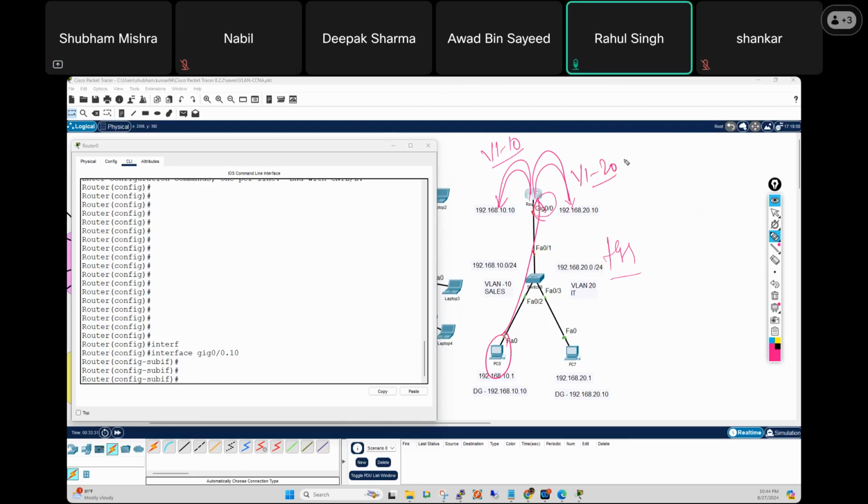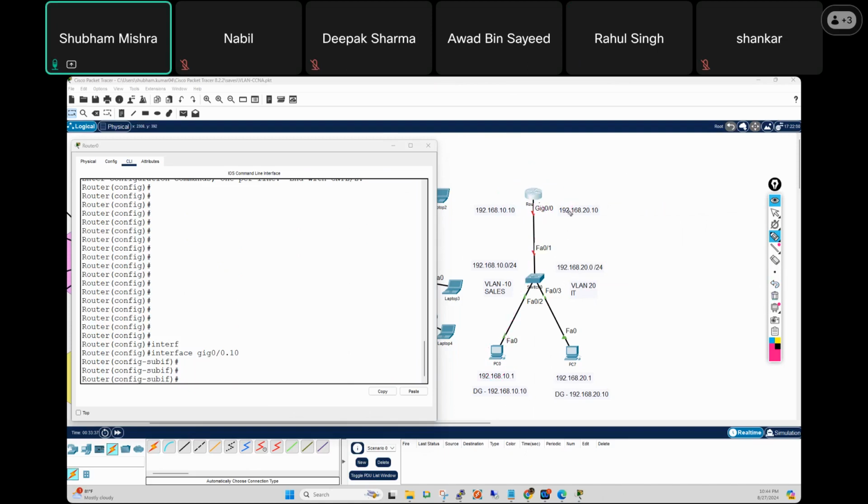But the router does not do these things automatically. You need to configure this. You need to configure the encapsulation dot1Q.